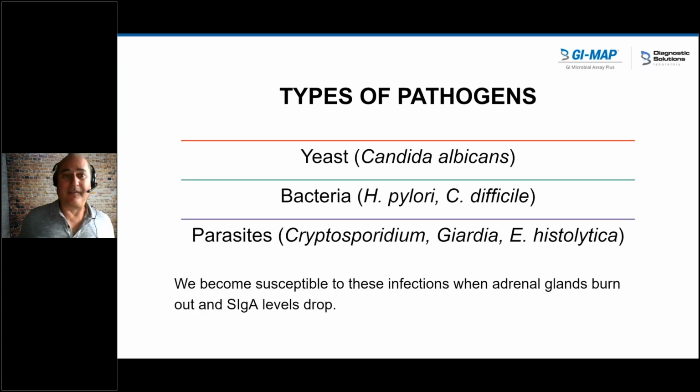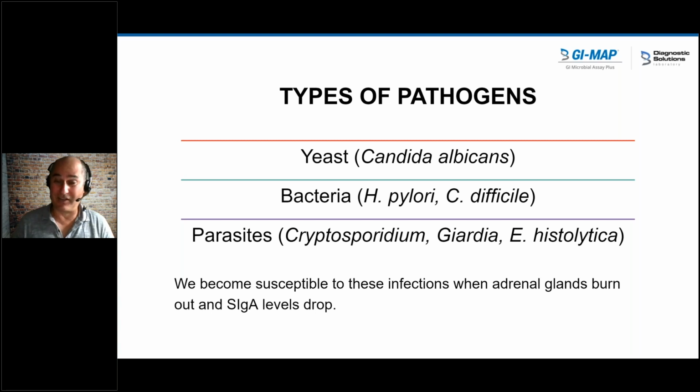But then this is where it's a chicken and egg kind of argument, okay? We have different types of bugs, yeast or bacteria or parasites, and we become susceptible to these infections when the adrenal glands burn out, when secretory IgA levels drop, right? Because of stress. When you're stressed and you're chewing up your gut lining in response to that stress, because you're catabolic, right? The definition of catabolic physiology is that you're breaking down things. So you break down your muscle tissue and you break down your gut lining.